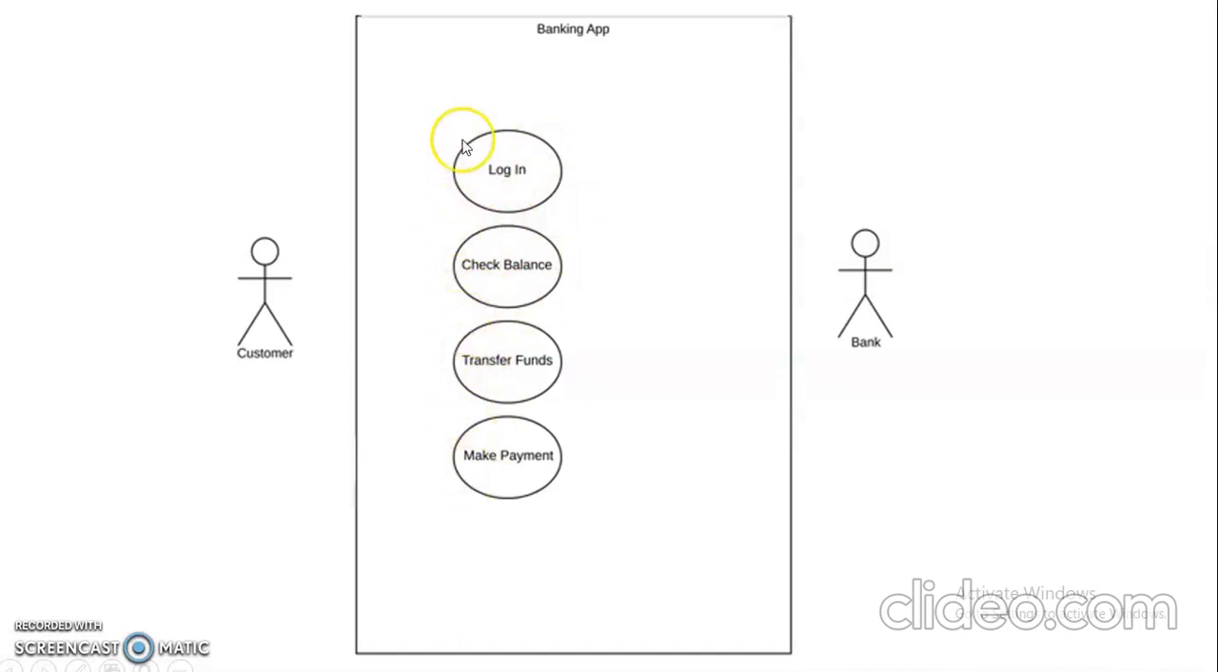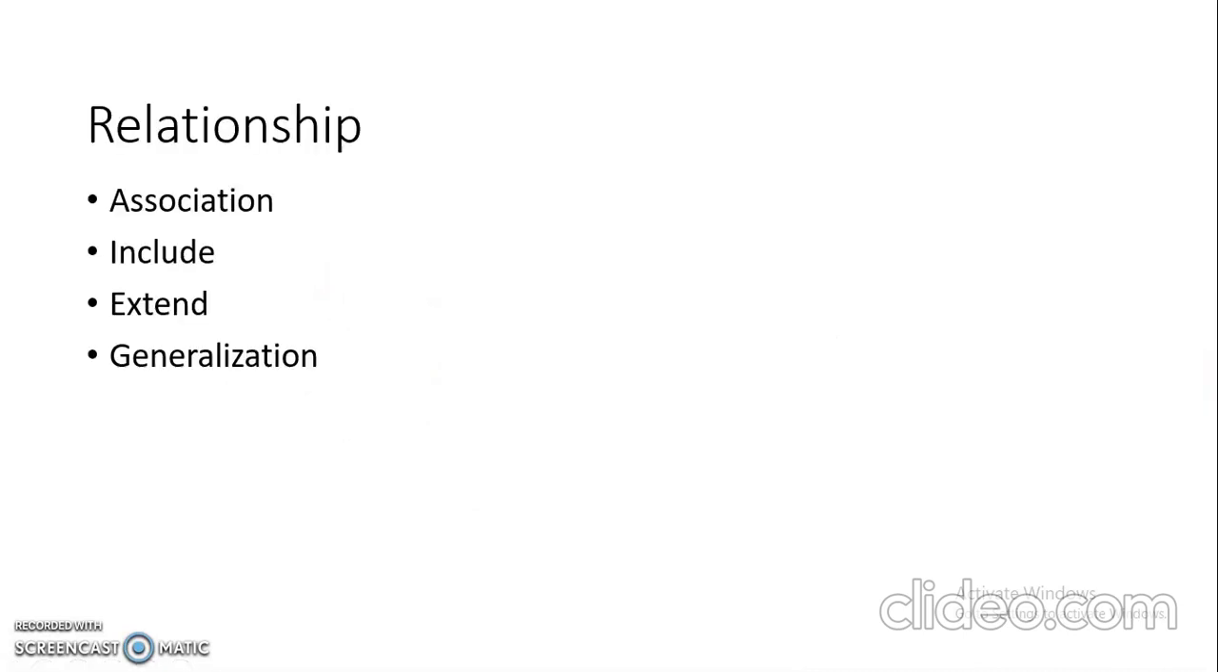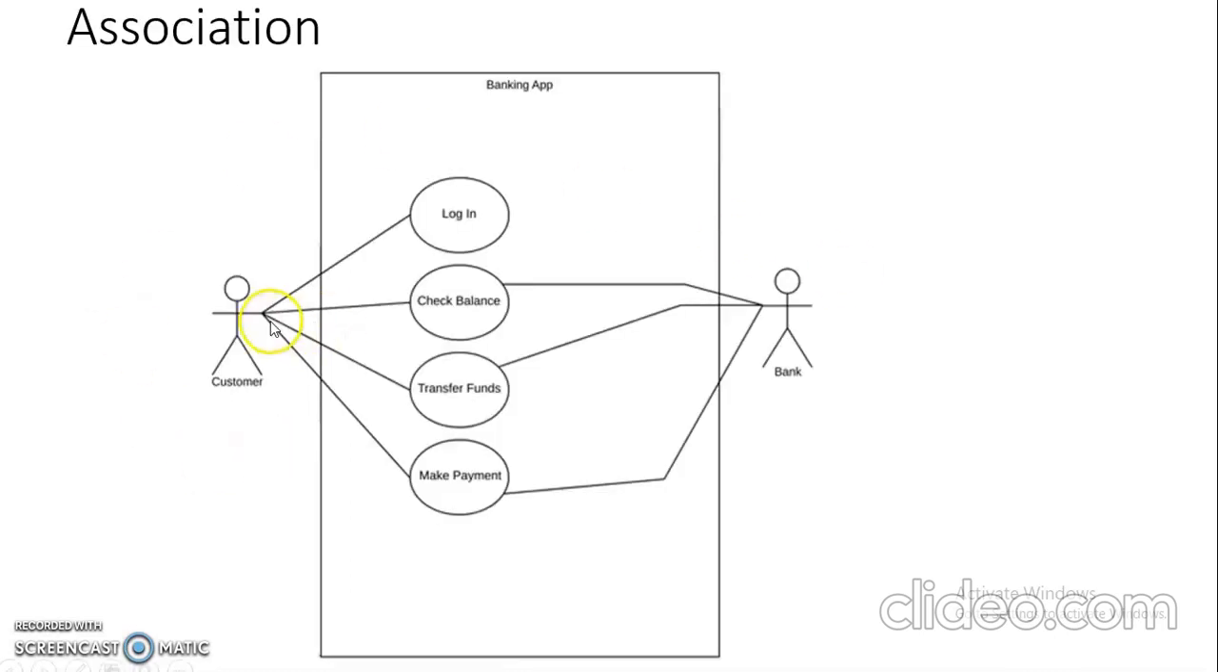So we have 4 use cases and 2 actors in our system. The last one is relationship. As I said already, we have 4 types of relationship in use case diagram: association, include, extend, and generalization. Association means we are going to connect the actor with the use cases. If the customer relates to login, we have to put a solid line between the customer and the use case. So usually the primary actor may have the association relation with every use case.